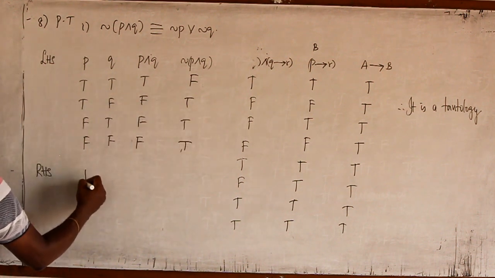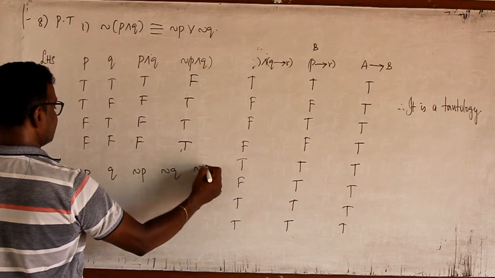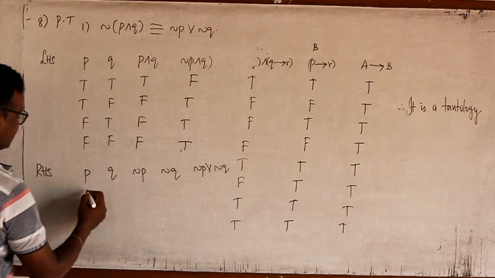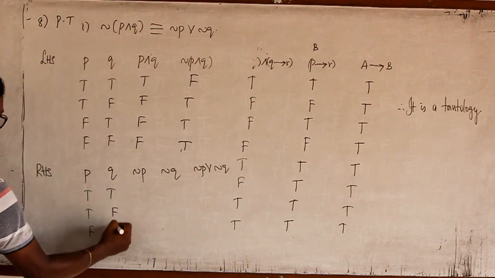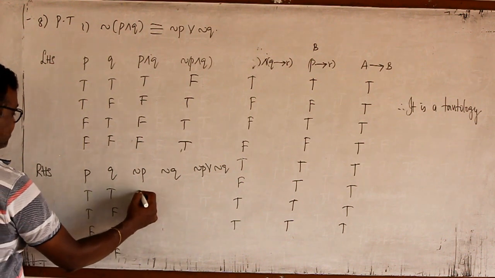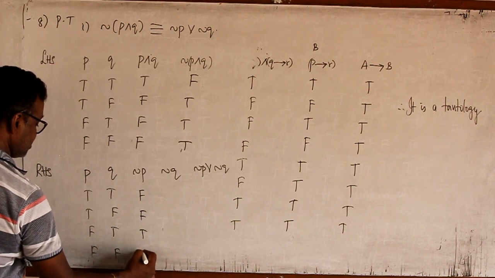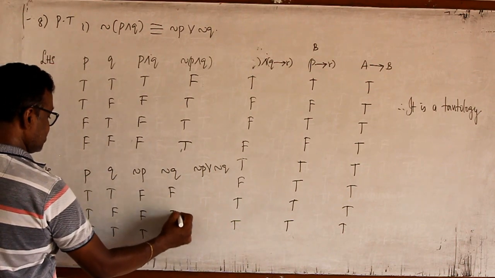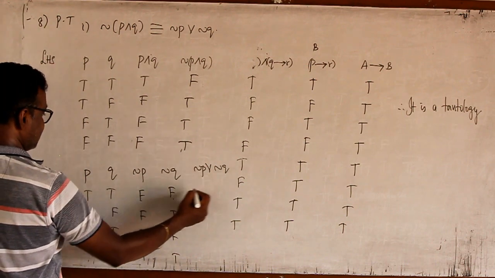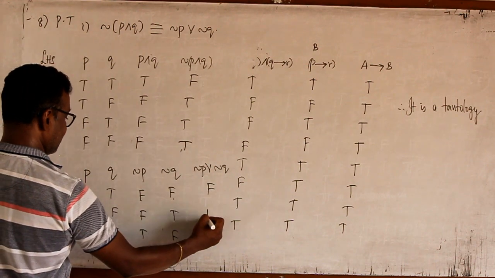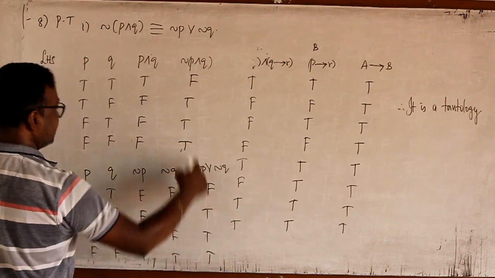Now RHS is P, Q, negation of P, negation of Q, negation of P or negation of Q. So T, T, F, F, T, F, T, F. Negation of P is false, false, true, true. Negation of Q is false, true, false, true. For 'or', I must add 0 plus 0, 0, 0 plus 1, 1, 1 plus 0, 1, 1 plus 1, 1. F, T, T, T.